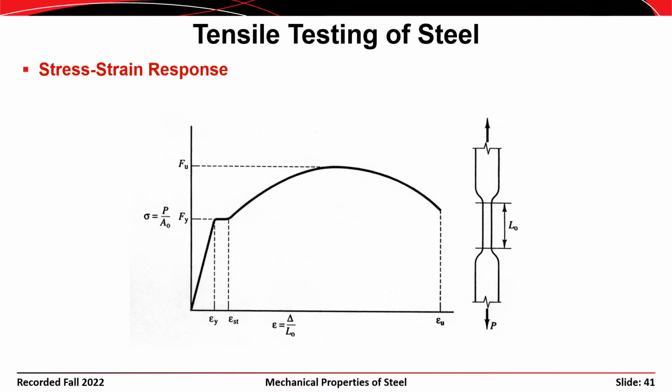Of importance here is the yield stress. This is the yield point here. This is the onset of strain hardening. This is the ultimate strength or the tensile strength of the material. This is the elastic region, the linear elastic region of the material. This is the yield plateau here. This is the strain hardening region here. And then this is a region where you actually see the specimen start to neck down before it fractures.